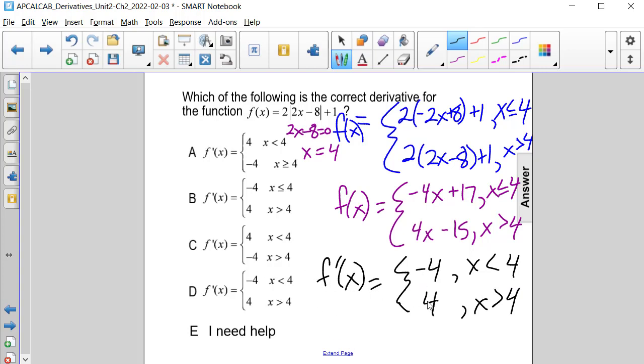So f prime of x is equal to negative 4 for x values less than 4, and it's equal to positive 4 for x values greater than 4. That's answer choice D.